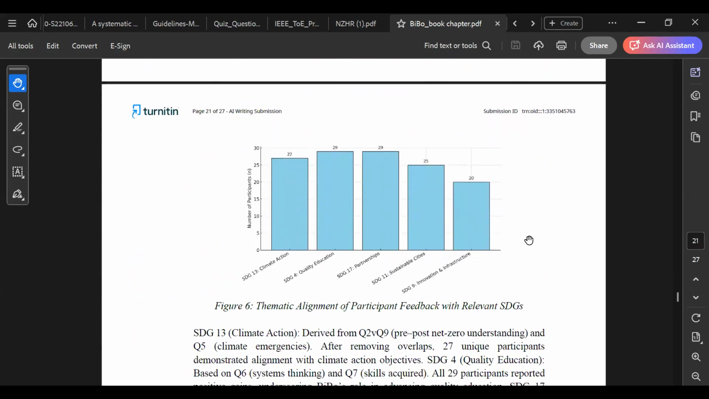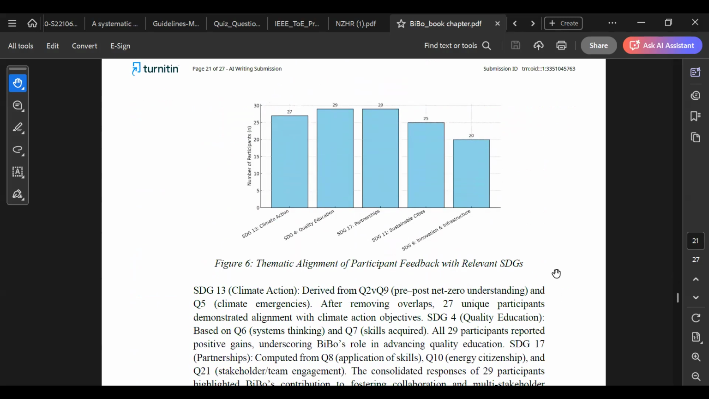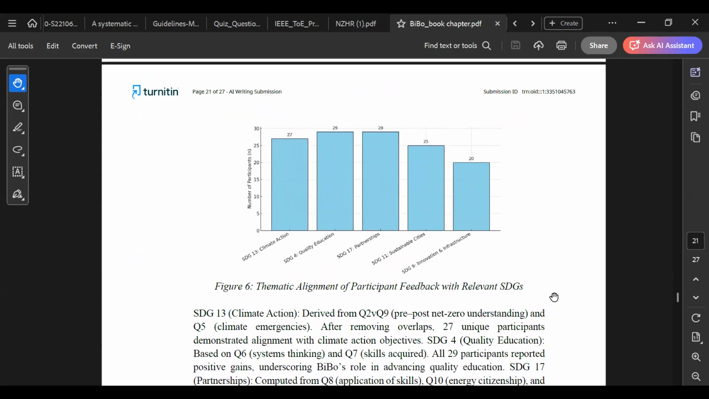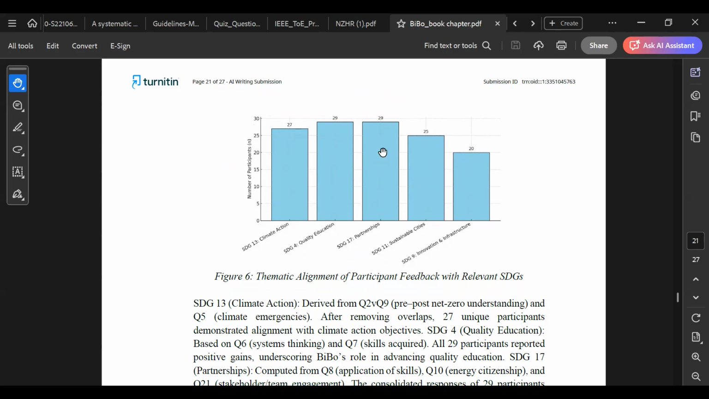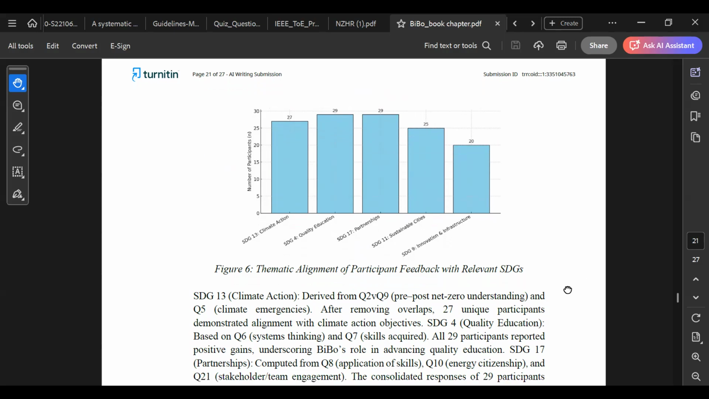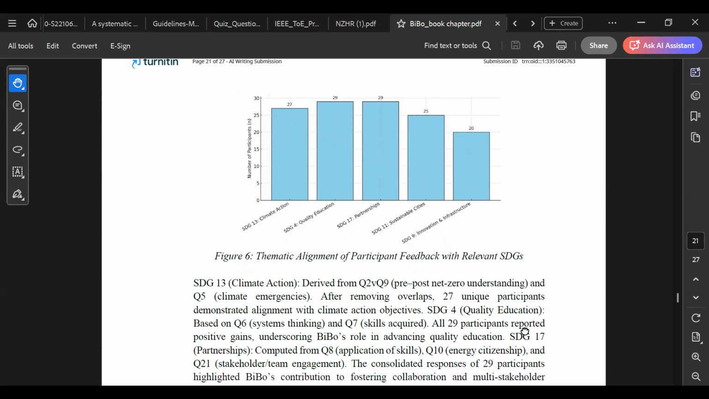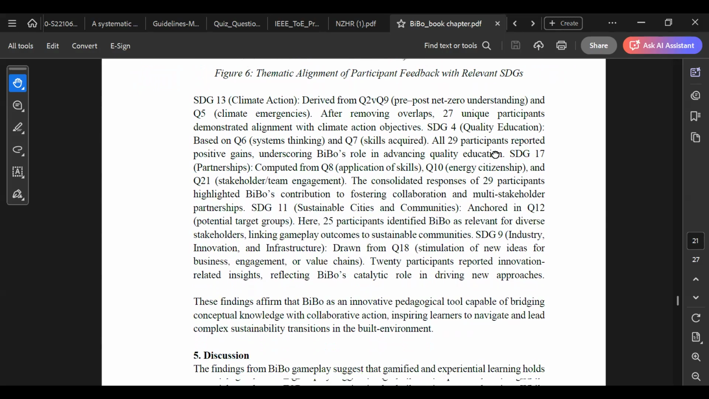So this is just a paper in draft, and we also tried to see what kind of alignment it brought in with the SDGs, Sustainable Development Goals. For climate action, because it inculcates behavioral change, we have used that data to map it there. Quality education, what kind of learning they had. Partnerships, it's more on the teamwork and the different user groups they can work with. And sustainable cities, based on their learnings on what actions they can perform at the end of the gameplay. So we had these different SDG alignments as well.